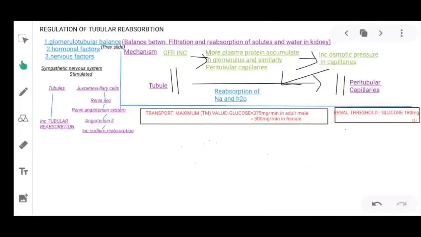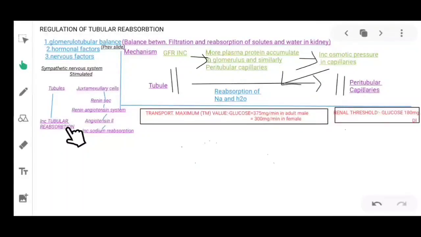Now nervous factor, the sympathetic nervous system. In the sympathetic nervous system, what happens? The activation of the sympathetic nervous system increases tubular reabsorption.